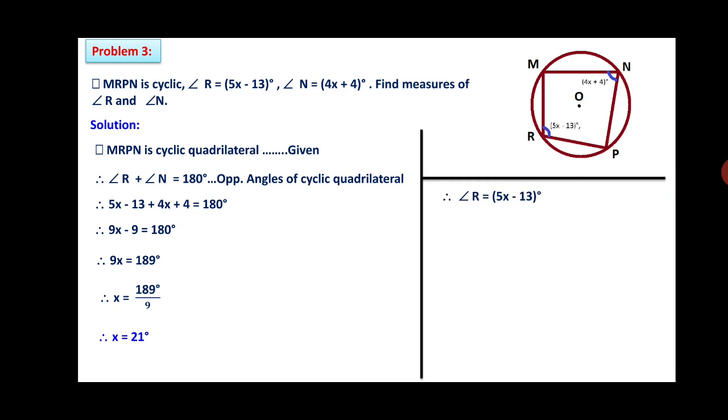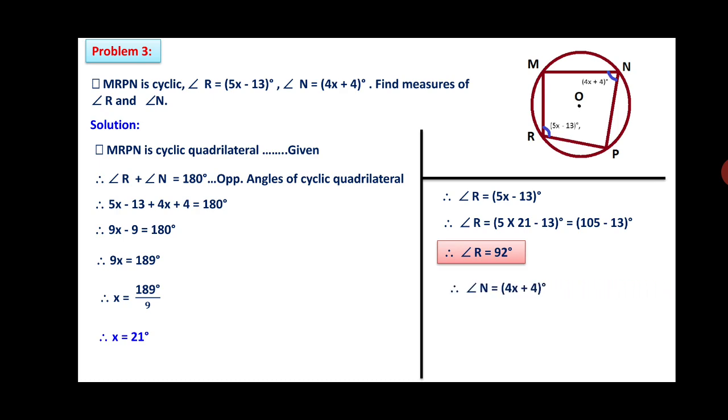Therefore, we will get angle R is equal to 5x minus 13. Therefore, angle R is equal to 5 into 21, the value of x, minus 13. So, 21 into 5, that is 105, minus 13. So, that leads to angle R is equal to 92.